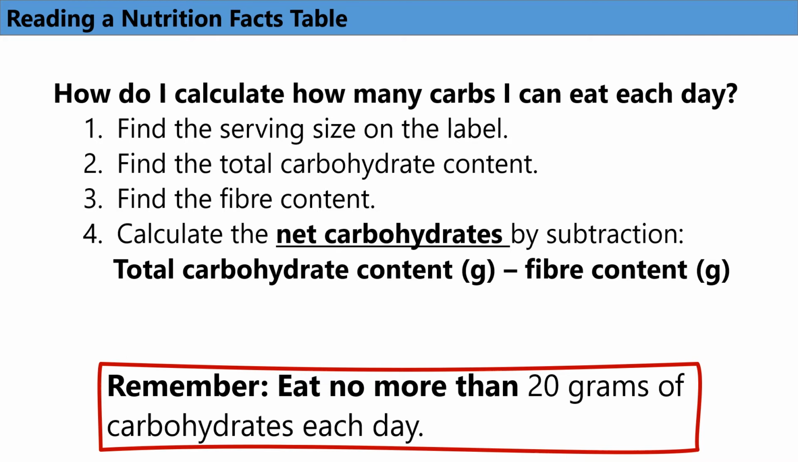Let's review the steps before going through an example. First, you find the serving size on the label. Next, you find the total carbohydrate content. Following that, you find the total fiber content. Then, you calculate the net carbohydrates by subtracting the fiber content from the total carbohydrate content. And always remember, you can eat no more than 20 grams of carbohydrates each day.